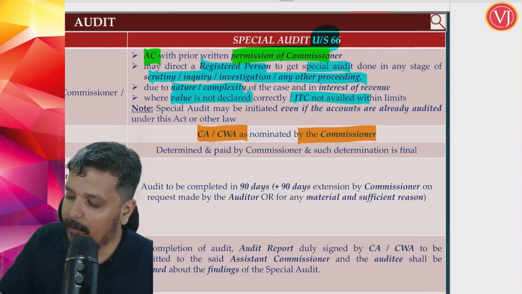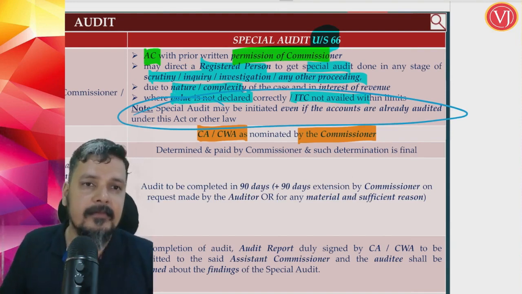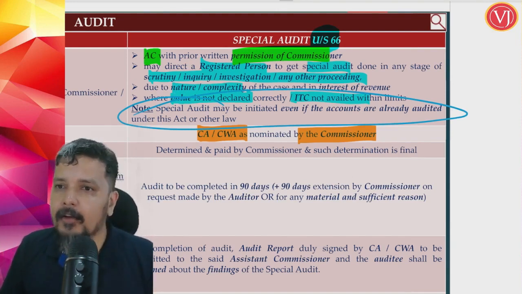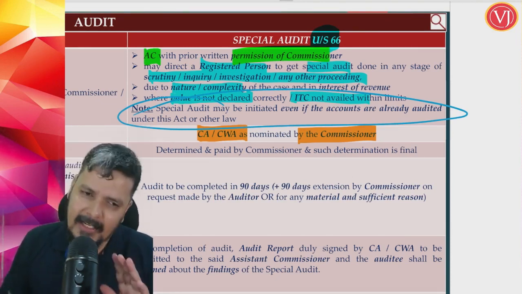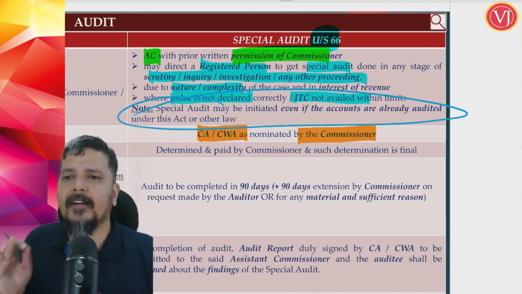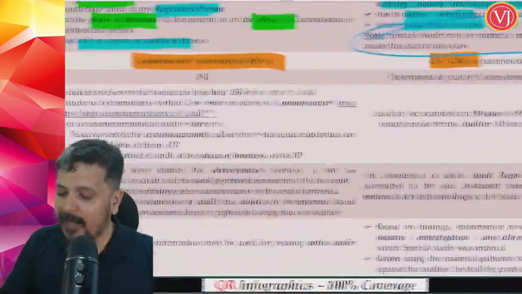And a very important point: special audit may be done even if general audit is already over. You cannot tell that no, general audit was already over. Now why suddenly special audit? Even if general audit is already over, even if your income tax audit is over, forget about that. Special audit can still be started. So the situation which is there is discussed.